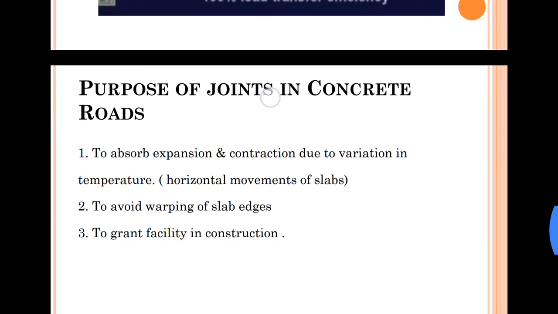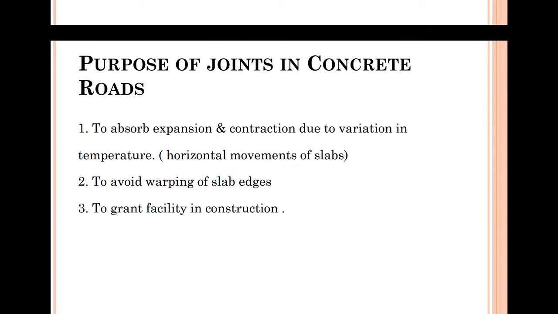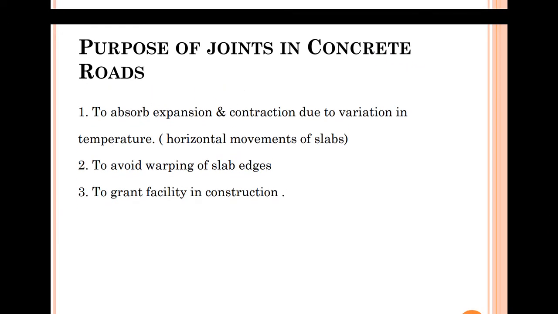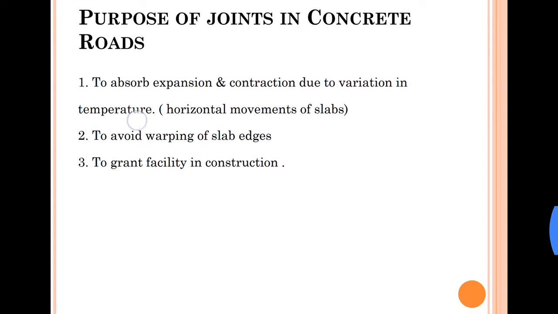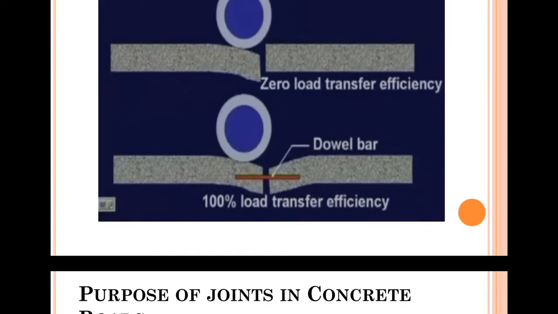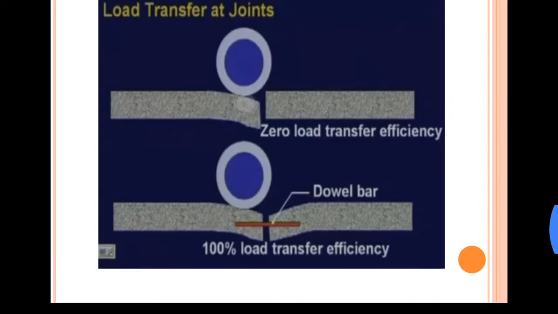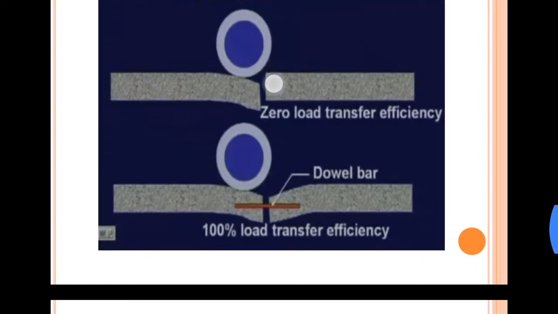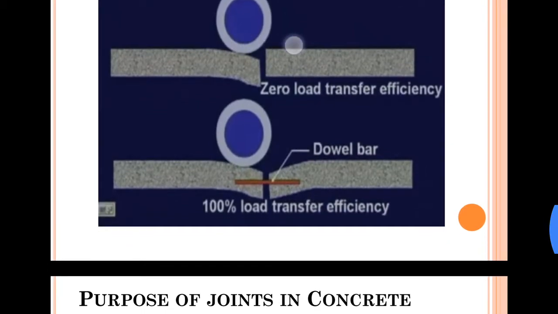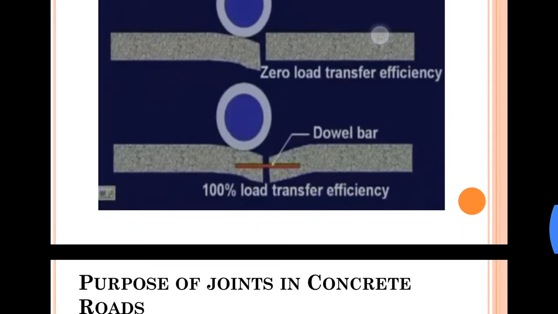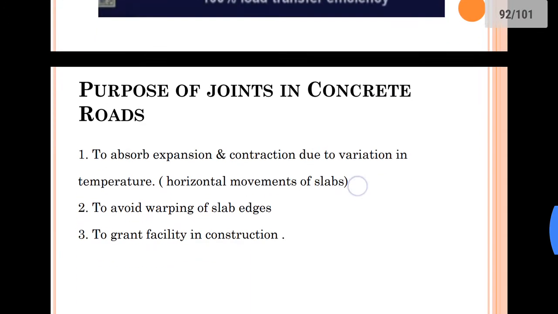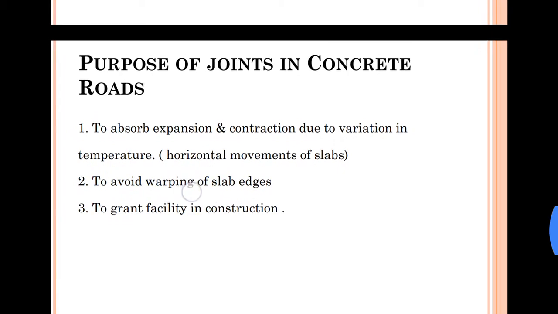Then the purpose of joints in cement concrete roads. Why do we provide joints? To absorb expansion and contraction due to variation in temperature. So why do we need this spacing between the slabs? Because at high temperatures there are chances that the concrete will expand. If there is no spacing, then there will be bulging or cracking at this portion. Hence we need to provide spacing.